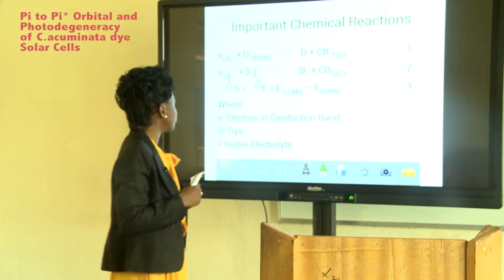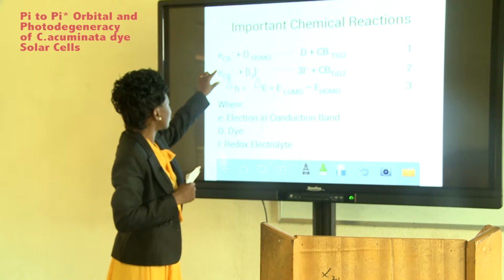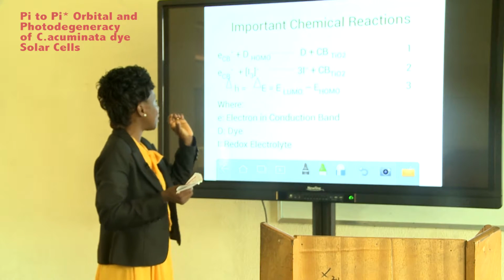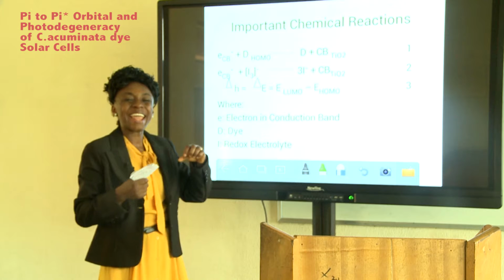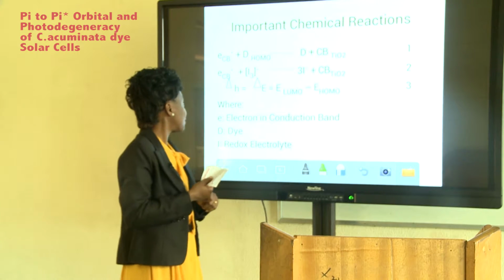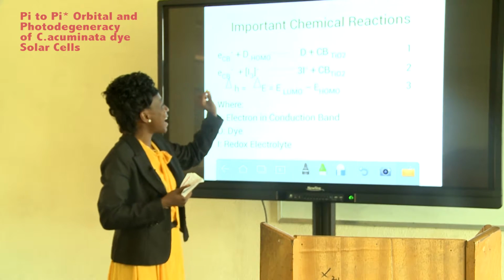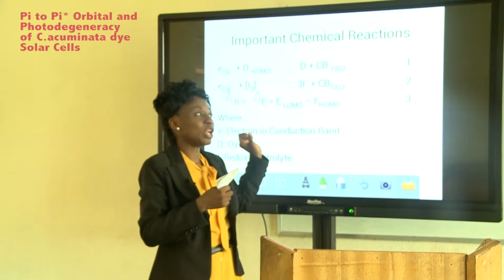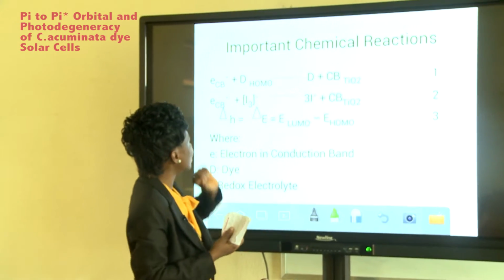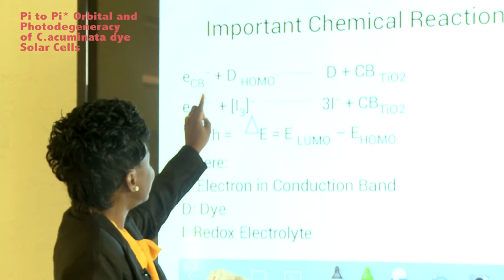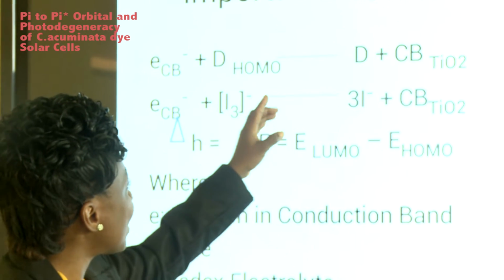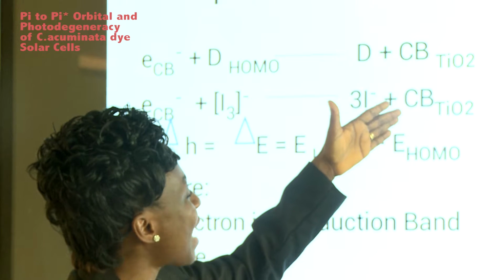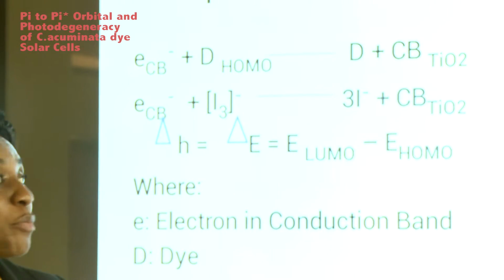So let's look at these equations. You have the electron, the CB is the conducting band, where you have most of the electrons until the solar energy impinges and energizes these electrons. When it does that, the dye is just in the ground state, the highest occupied molecular orbital. So this is what happens in the equation. The dye becomes liberated and it goes on, and then you have the conducting band. Where's the conducting band? Now we're looking at the photoanode of the titanium oxide.